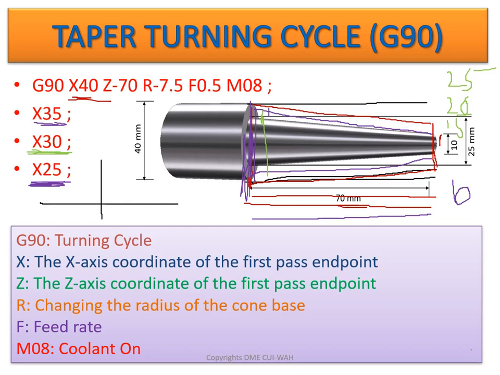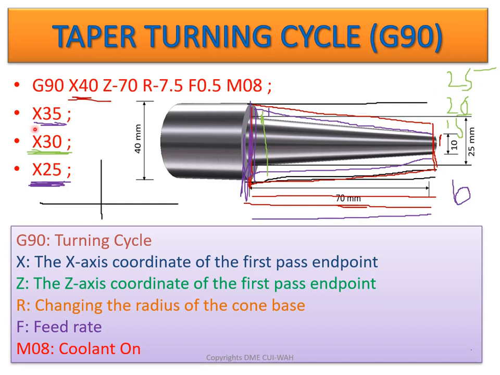So you see, in four different steps, with the help of the R value, we have cut it in the taper turning format. We have reduced the diameter at one end to 10 mm, and at the other end it is now 25 mm. So let me summarize the whole command. We started from x40. The first line x40 reduced the diameter at this end to x40, and at this end the diameter was 25 mm.